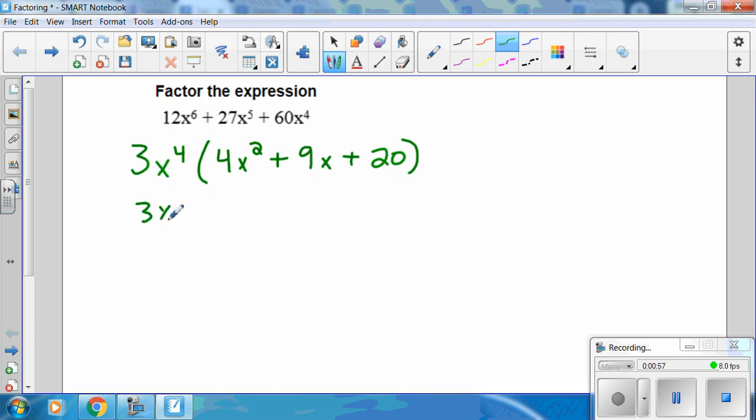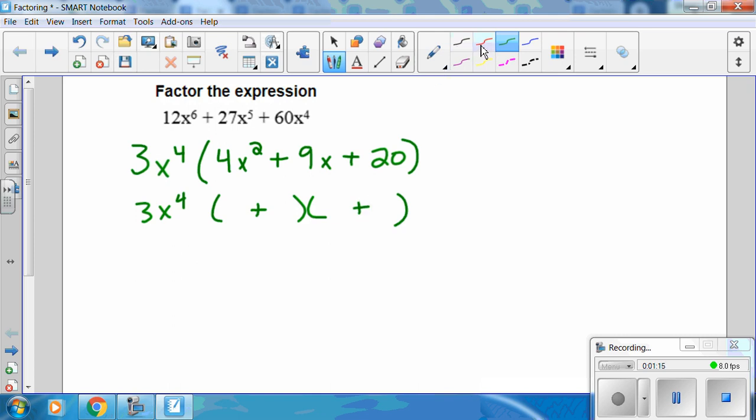Bring down 3x to the 4th. And now what we're going to do is factor this into two binomials, if we can. We'll look at the second sign. It's a positive. So that means the signs we plug in are going to be the same. Then look at the first sign to tell what they're both going to be. So just a plus and a plus.